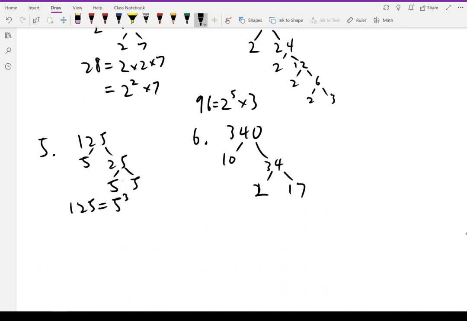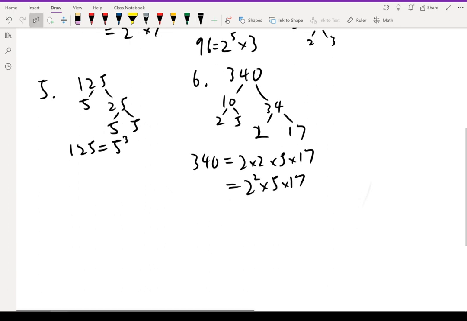So this 340 is equal to, and 10 can be 2 times 5. Okay, so don't forget to split up the 10 as well. And so we have 340 is 2 times 2 times 5 times 17. And so that is equal to 2 squared times 5 times 17. Okay, so that's question 6.